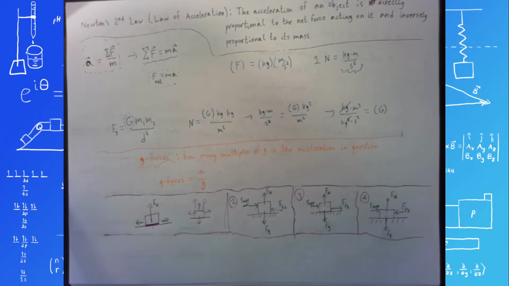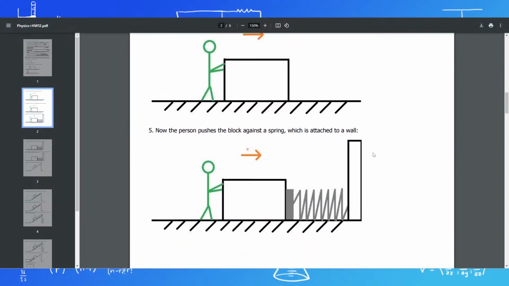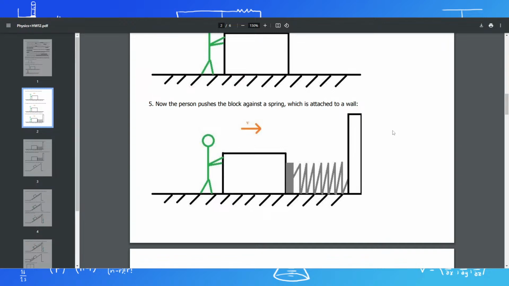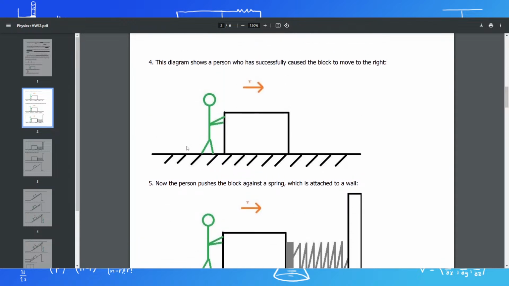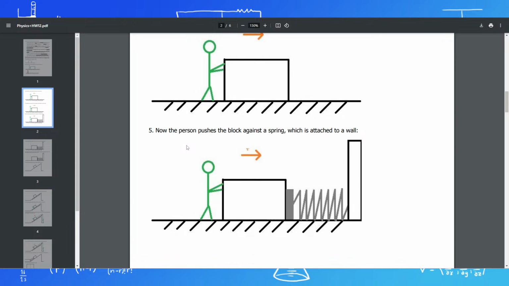And there we go, that's diagram number 4. Okay, let's see what we have next. Now the person pushes the block against a spring, which is attached to a wall. Okay, so the spring has been pushed, which means it's going to push back. And compared to diagram 4, the only thing we would add is a spring force. Since the spring was compressed to the right, it would have to push back to the left.